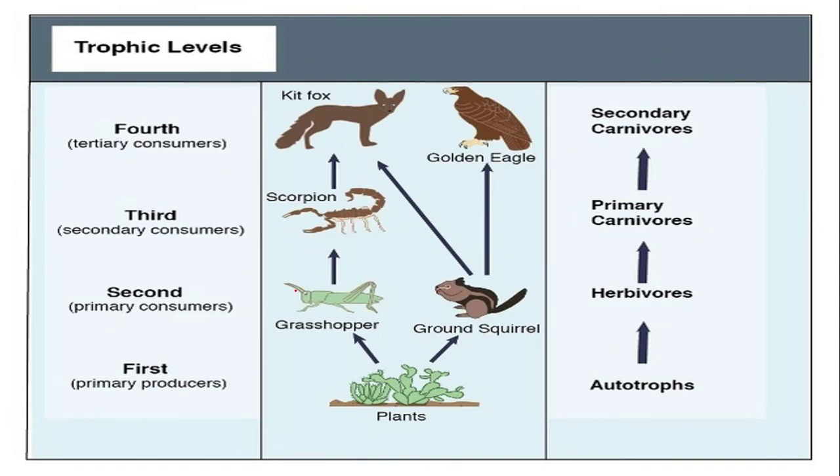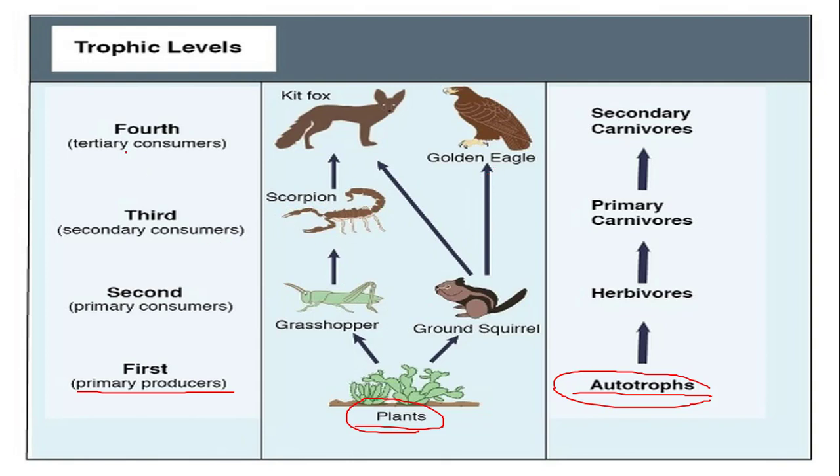The trophic levels. The first trophic level, or the primary producers, are green plants. They are autotrophs. They can produce their own food through photosynthesis. Grasshoppers and ground squirrels are the primary consumers, or they are animals that are herbivores that consume plants, and they are primary consumers and the second trophic level. The third trophic level is the secondary consumers, like scorpions and others.